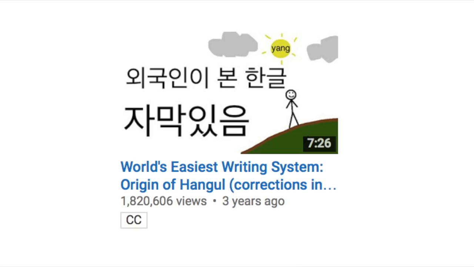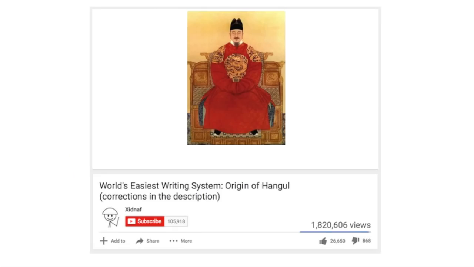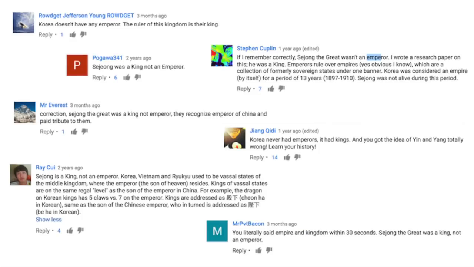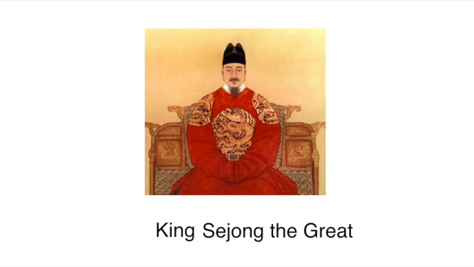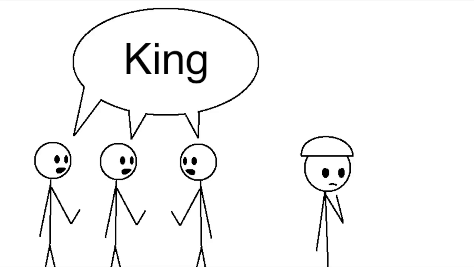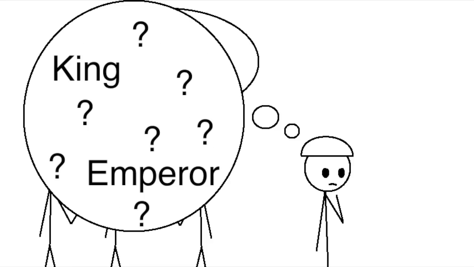A while back in my video on Korean, I said that Hangul was invented by the emperor himself, Sejong the Great. As many people have since pointed out, however, Sejong was not an emperor. He was a king. No one calls him an emperor, and I shouldn't have either. But that got me thinking, how exactly do you tell whether someone is a king or an emperor?